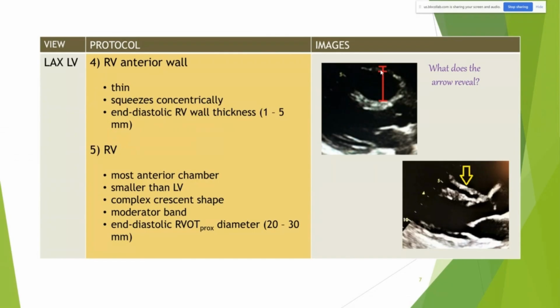Remember a few things though. The right ventricle is the most anterior chamber. It's going to be smaller than your left ventricle. It's going to have a bit of a crescent shape to it, and sometimes you'll have a moderator band. So you'll see, again, not all the time. If you have a moderator band, it'll show up on the right side. And what a moderator band is, it's a muscular band of heart tissue that is found in the right ventricle of the heart.